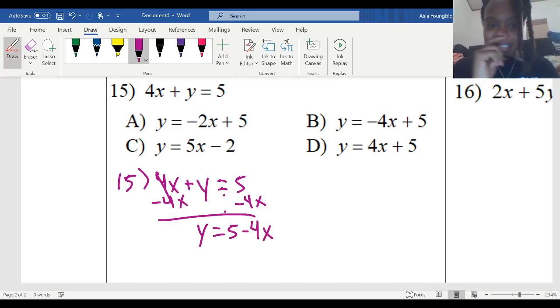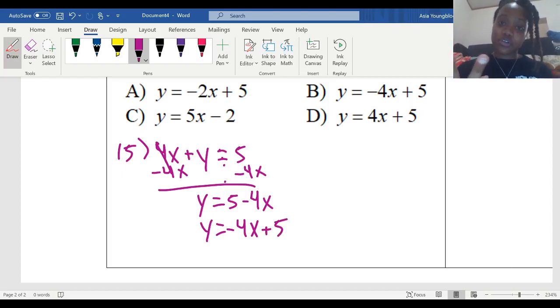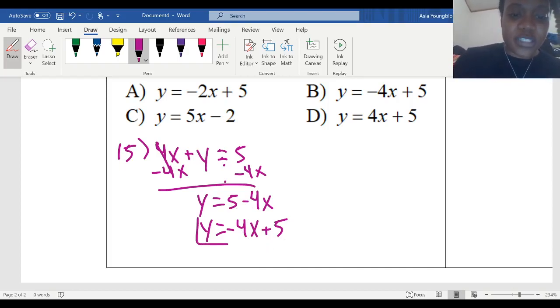Now you might not see this exact answer, but we can rewrite this as y equals negative 4x plus 5. You can switch the orders of the terms as long as you make sure their signs remain with them. So this negative 4x is still negative when it's moved to the front, and this positive 5 is still positive when it's moved to the back. So our final answer is y equals negative 4x plus 5, which is going to be letter B.